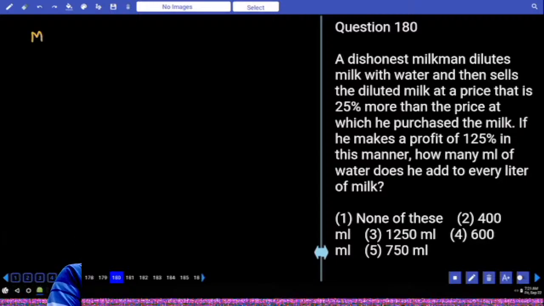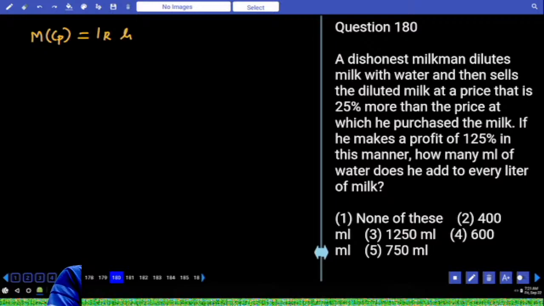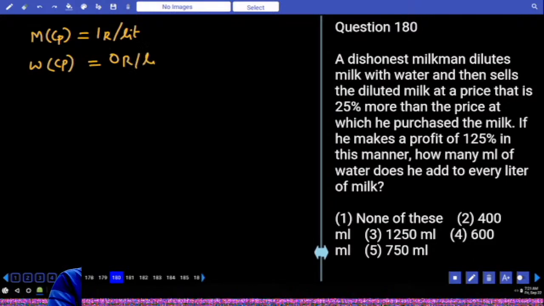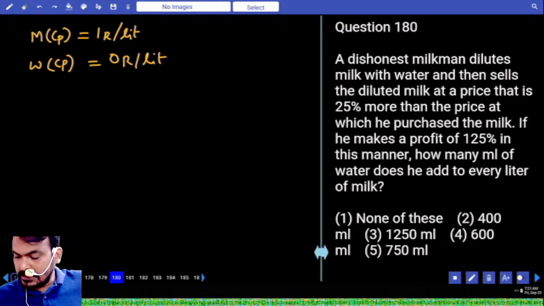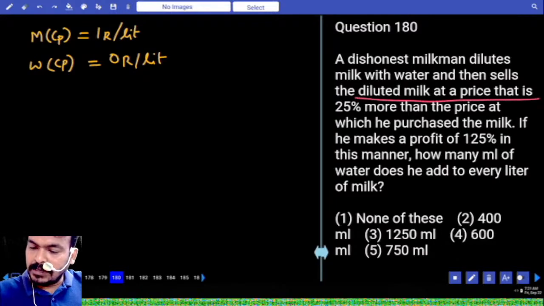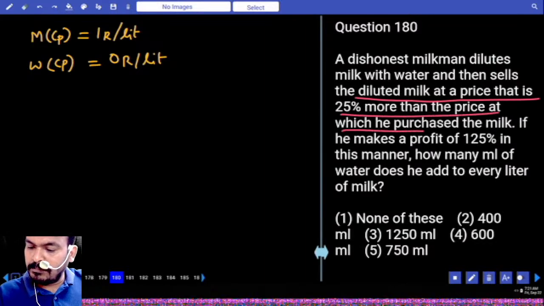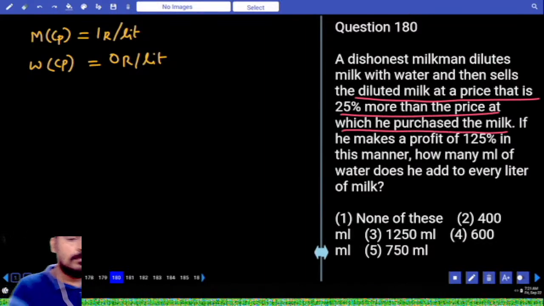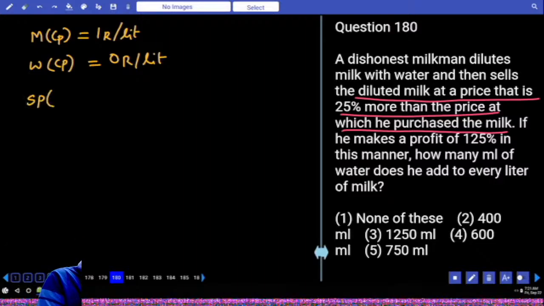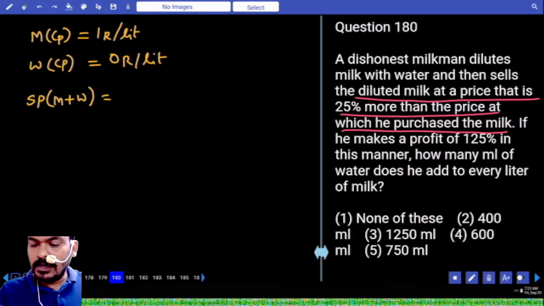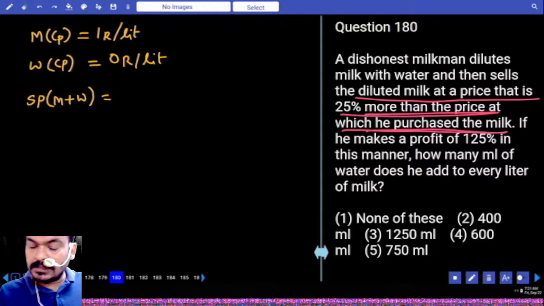Suppose milk cost price per liter equals 1 rupee. 1 rupee per liter. Okay. Water cost per liter is always 0 rupees per liter. Okay. Next, he sells the diluted milk at a price that is 25% more than the price at which he purchased the milk. Means selling price of the mixture, milk plus water, equals 25% more than the price at which he purchased the milk.